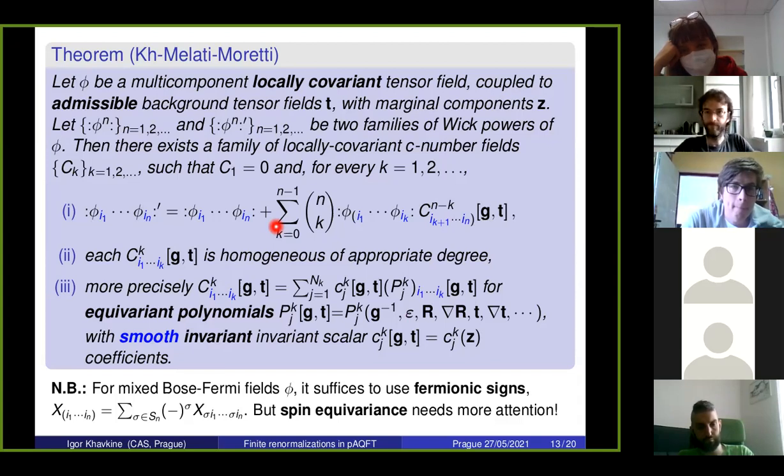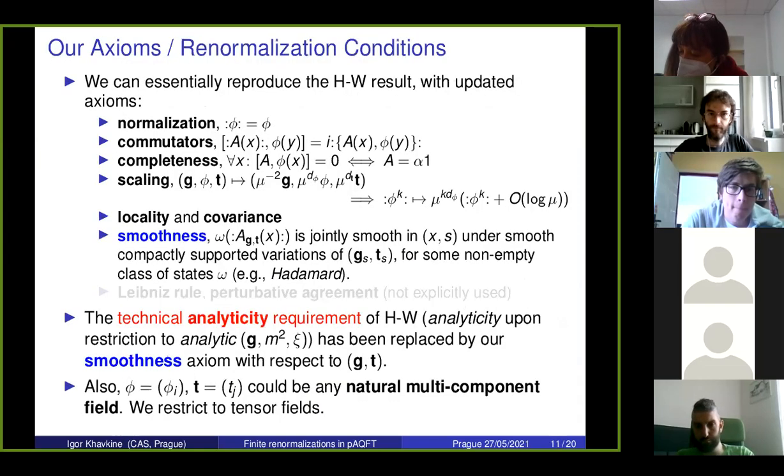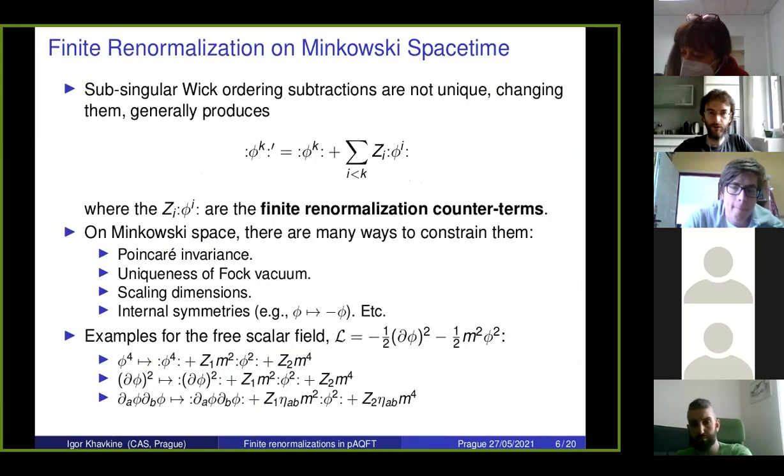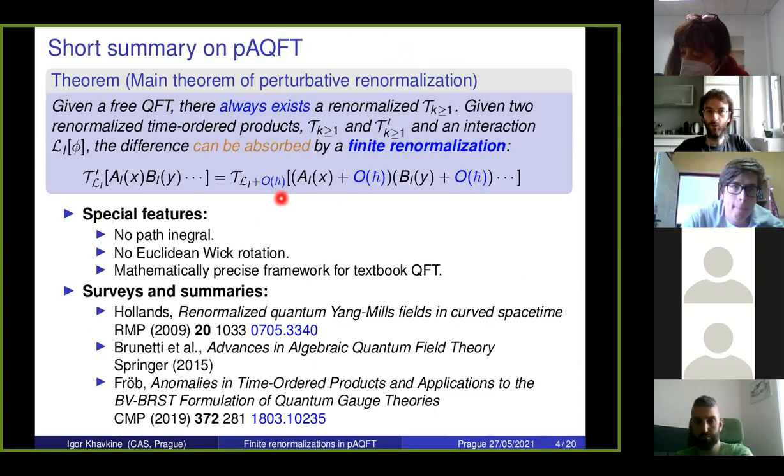And so maybe last question. This main theorem of these perturbations, is it possible to interpret it within some kind of algebraic deformation theory? In a sense, yes. What is it that we are looking at here? We're looking at these time ordered products, and they satisfy a list of axioms. So they're a kind of algebraic structure. These finite renormalizations are the allowed deformations of this algebraic structure. But I don't know if this is a precisely useful way of looking at it.